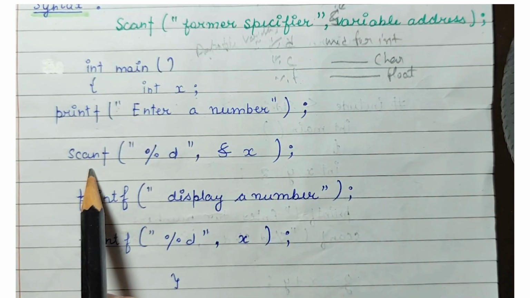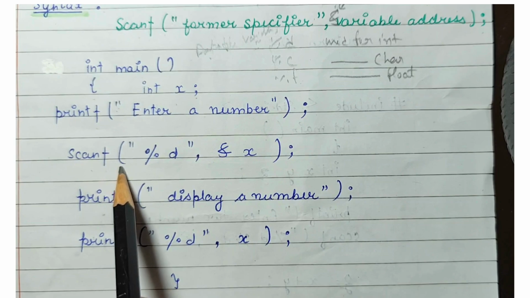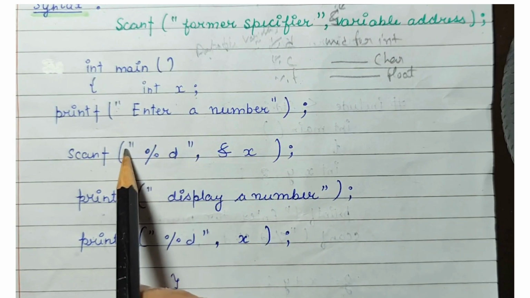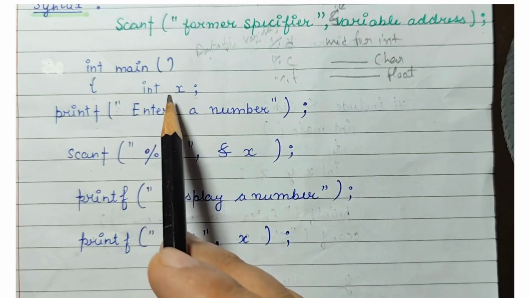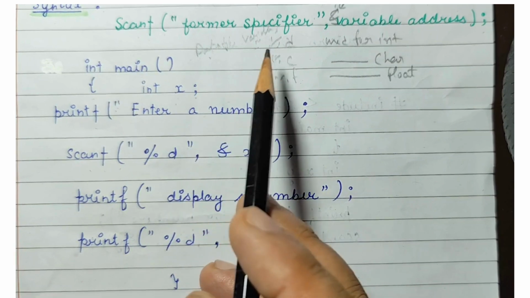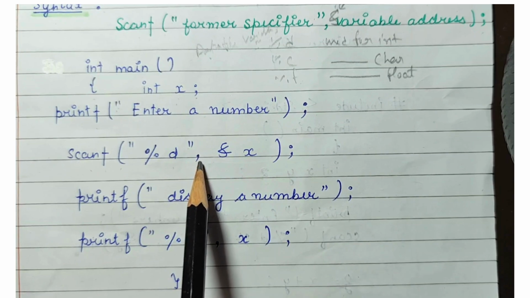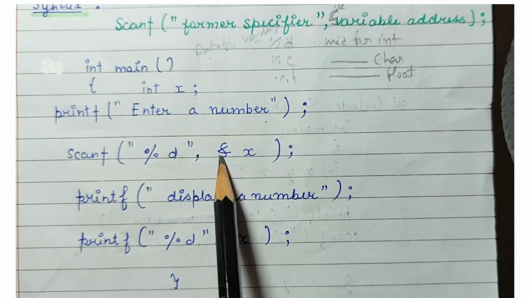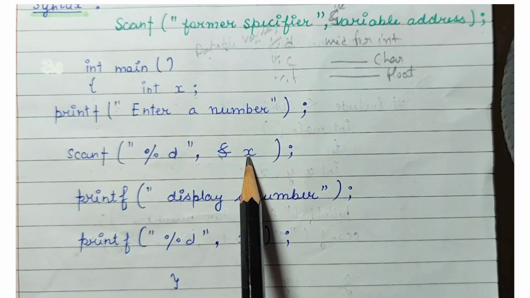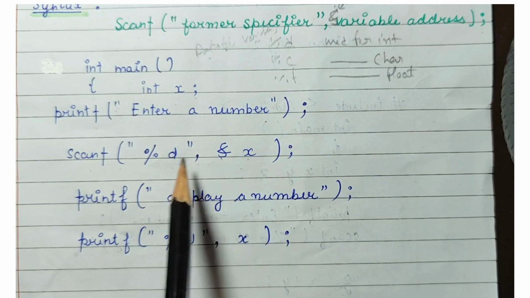After this, now we use the scanf function. I write scanf in small letters, open the round bracket, include double quotes, and inside the double quotes include a format specifier. Here we are inputting an integer type value, so we use %d as the format specifier, then a comma, then here we use the AND operator, or you can say the address operator. After this we use the variable name. Now we discuss why I am using this address operator in the scanf function.